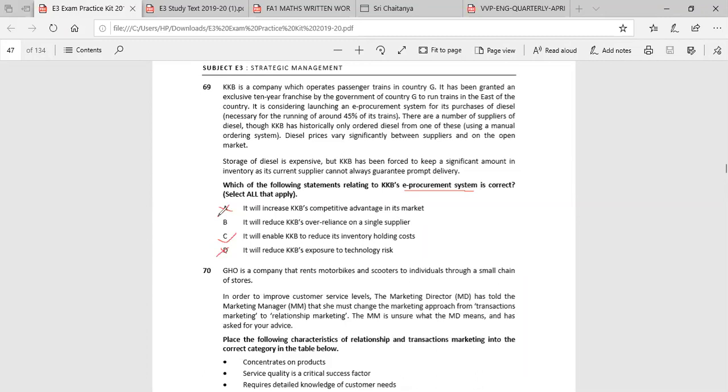Were they buying from only a single supplier? Look into the content which is there. KKB has historically only ordered diesel from one of these. Yes, one only. It's very specifically given. Only one supplier they were depending on, so they were placing orders with one supplier. So if they go for e-procurement, they can find many suppliers with all the details also. So B also can be selected.